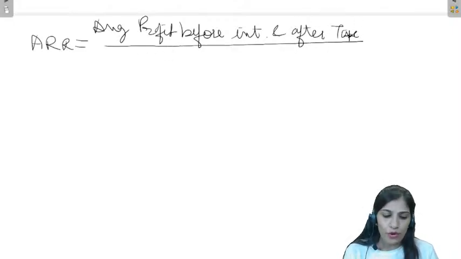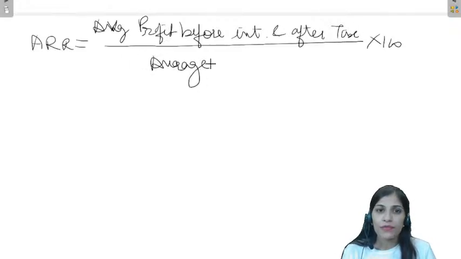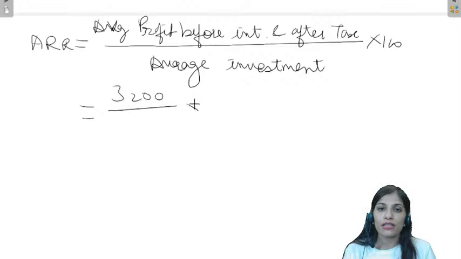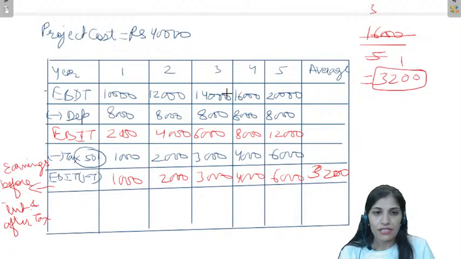देखो वो रेट बोल रहा है तो आपको मल्टीप्लाई बाय 100 करना ही होगा फॉर्मूला में, राइट? तो एवरेज प्रॉफिट बिफोर इंटरेस्ट एंड आफ्टर टैक्स, ठीक है, और इधर आएगा एवरेज इन्वेस्टमेंट, राइट? अभी मैंने 3,200 निकाला था मल्टीप्लाई बाय 100, बट यहाँ पर क्वेश्चन आ रहा है एवरेज इन्वेस्टमेंट.